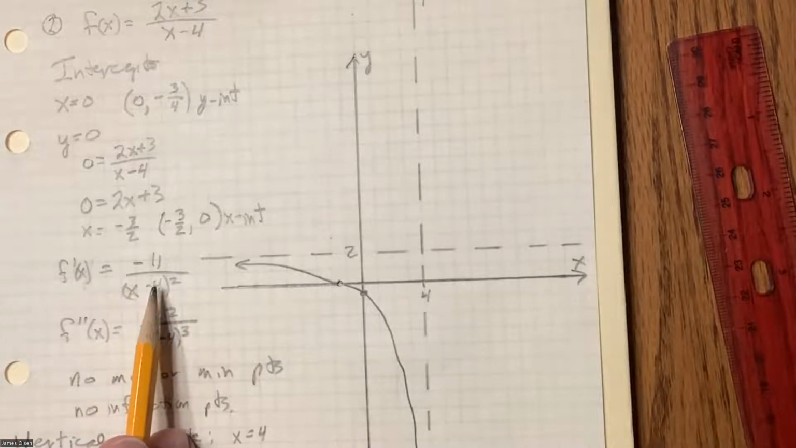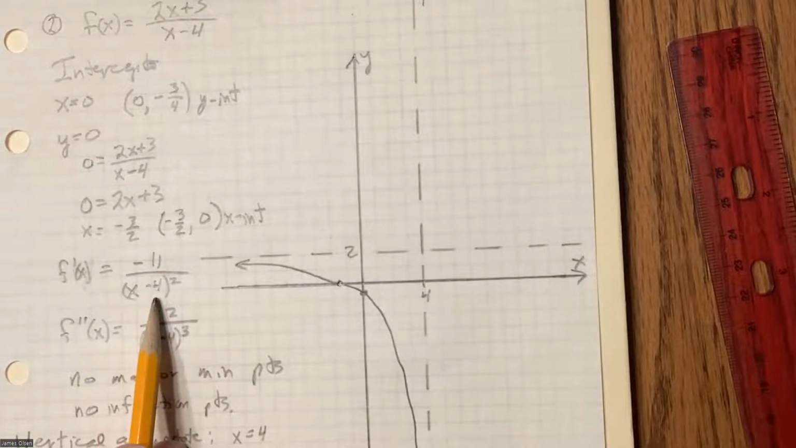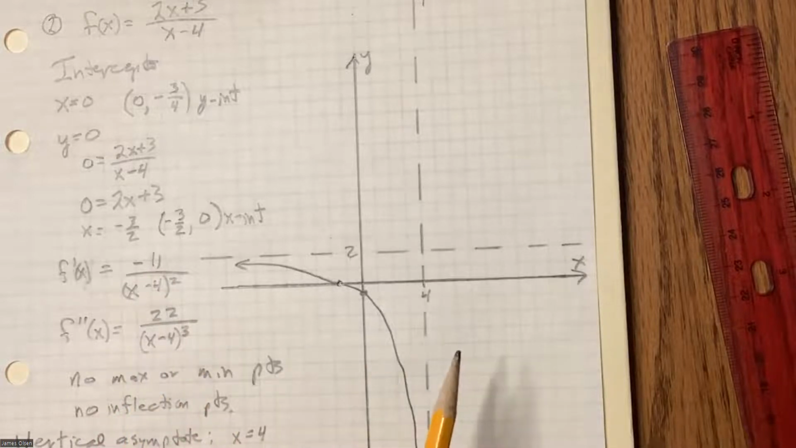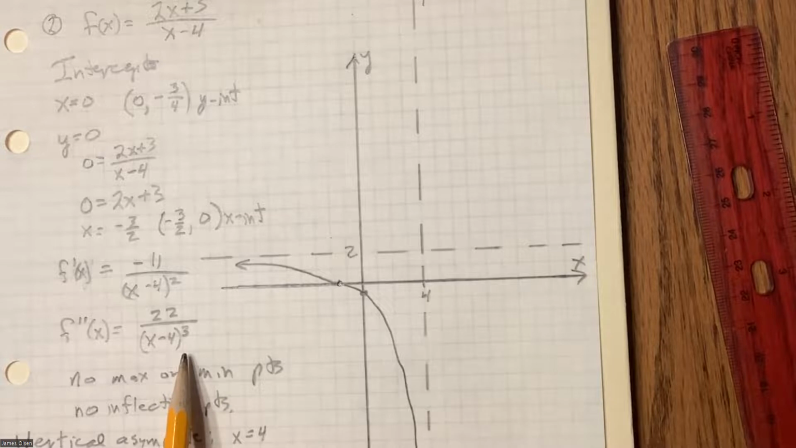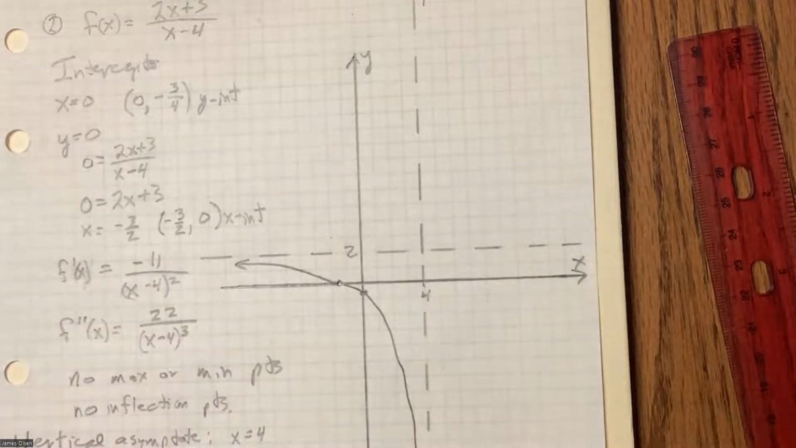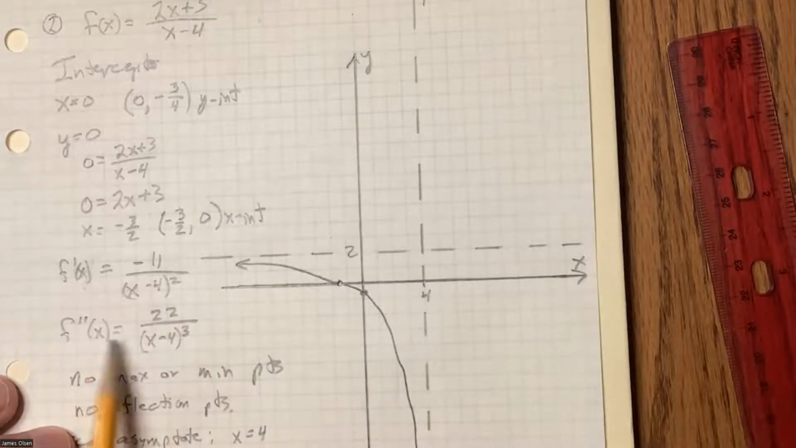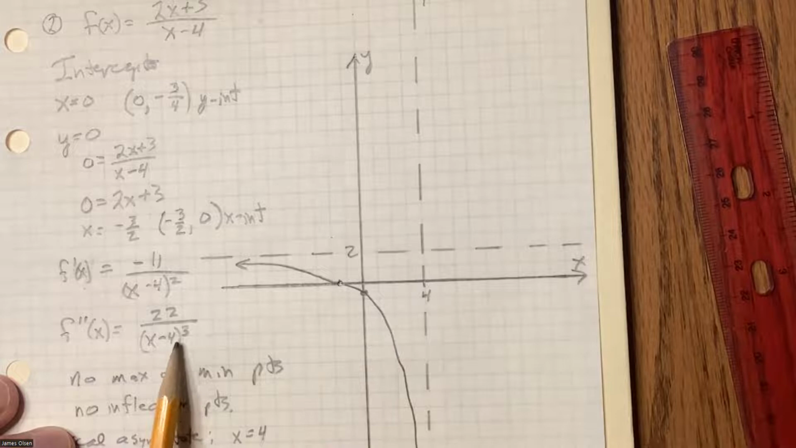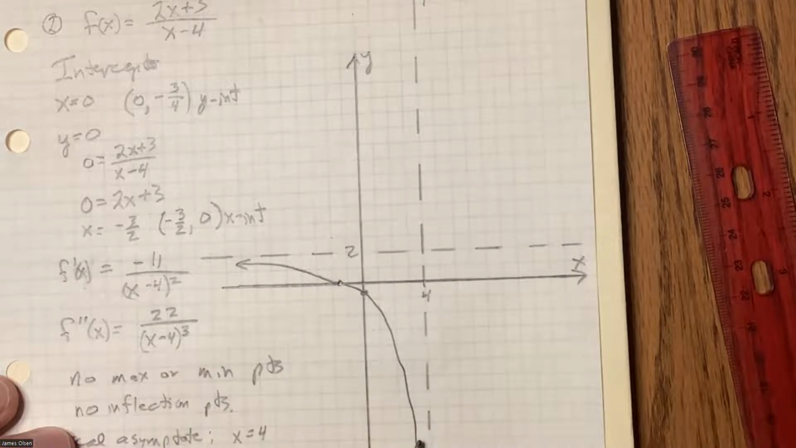because we have a negative value here. Sorry, that's not correct. The reason it's concave down is because of the second derivative. To the left of 4, this is a negative in the denominator, which makes this negative, which makes it concave down.